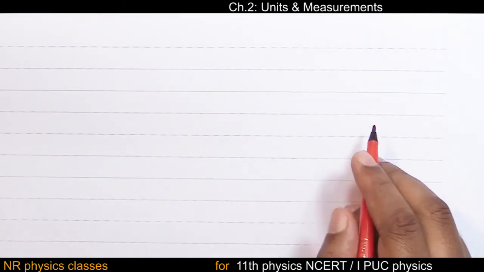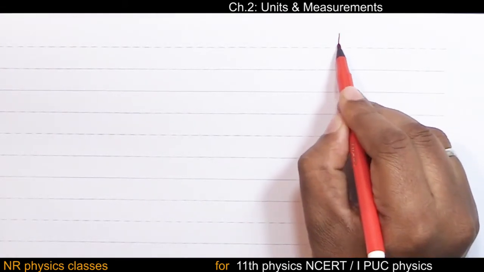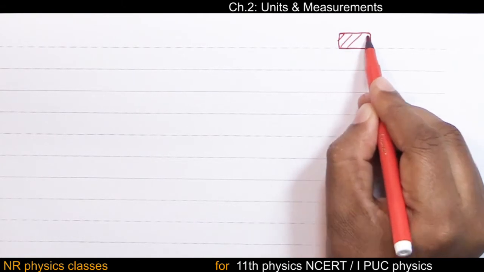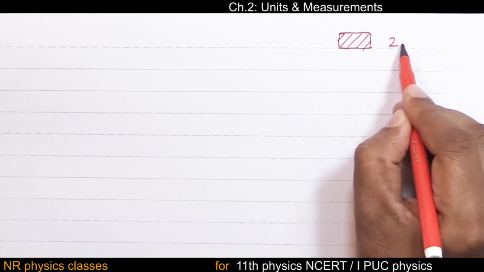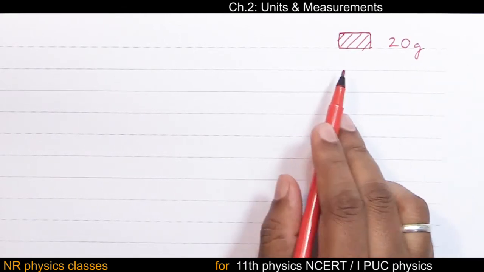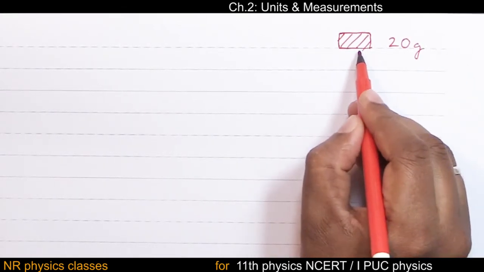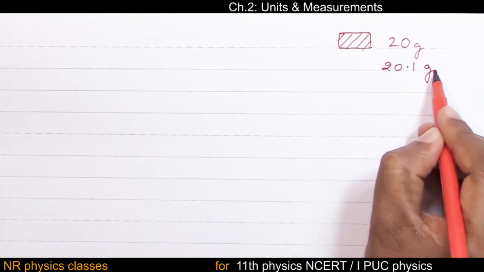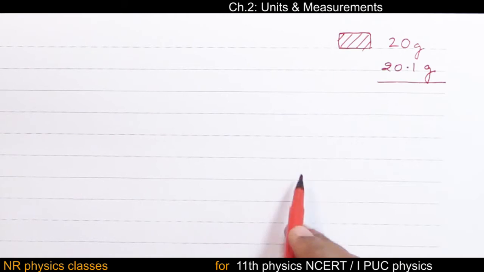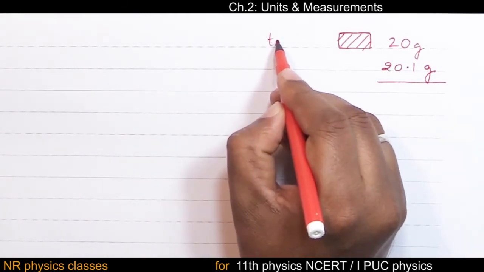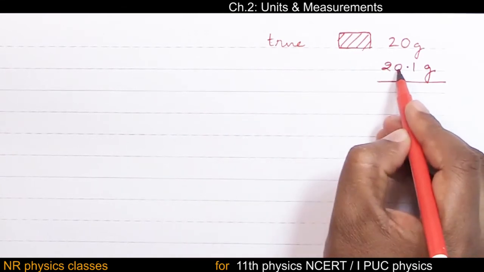Another example, let this be a metal block of mass 20 gram. Okay. Using some instrument, mass of this block is measured to be 20.1 gram. See, this 20 gram is the true value and this is the experimental value.